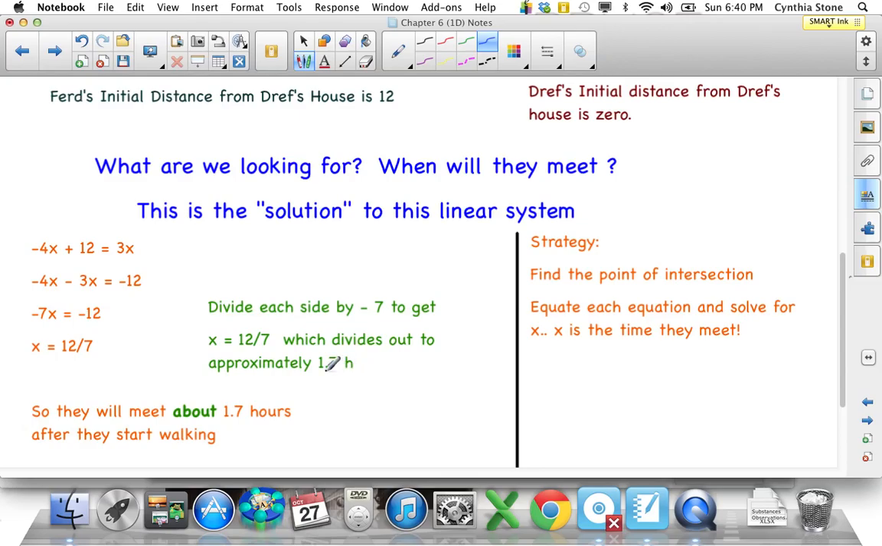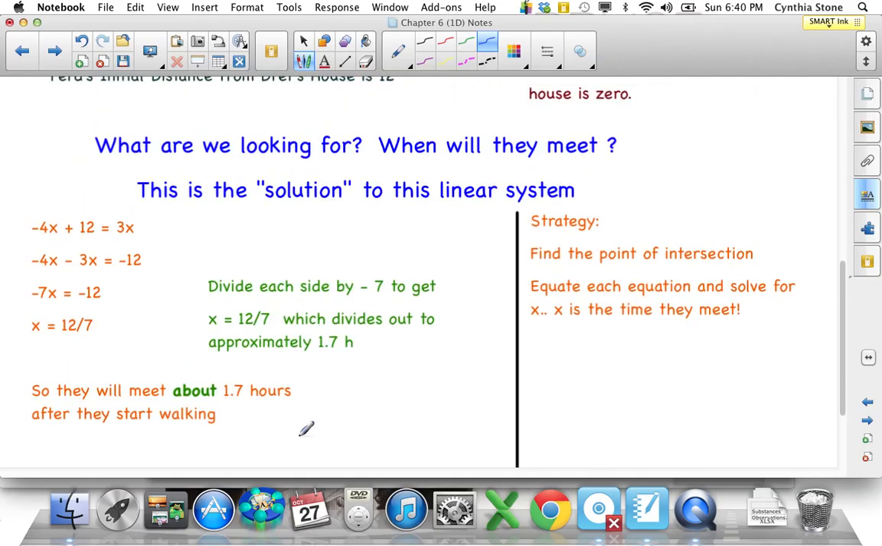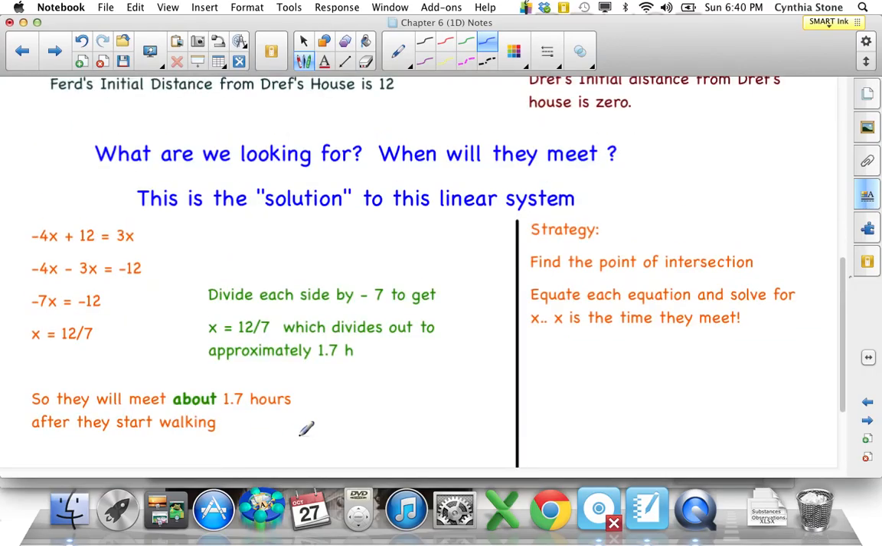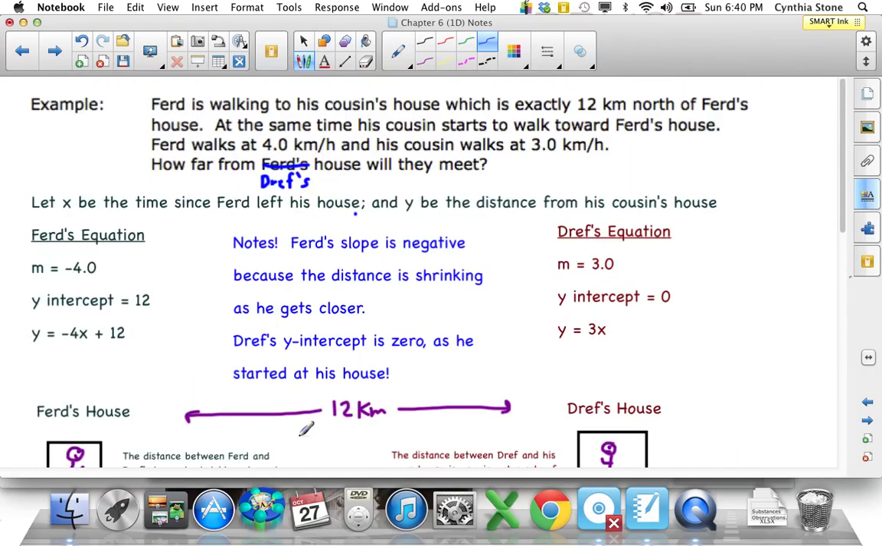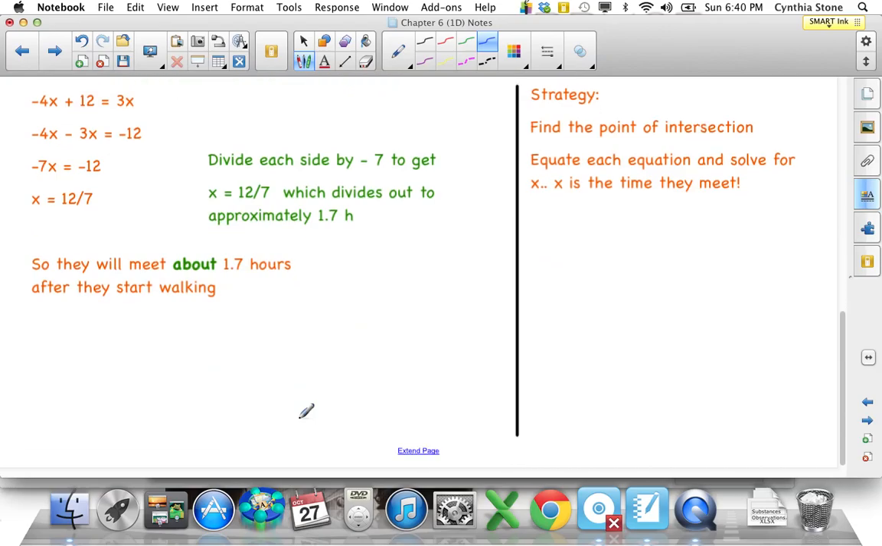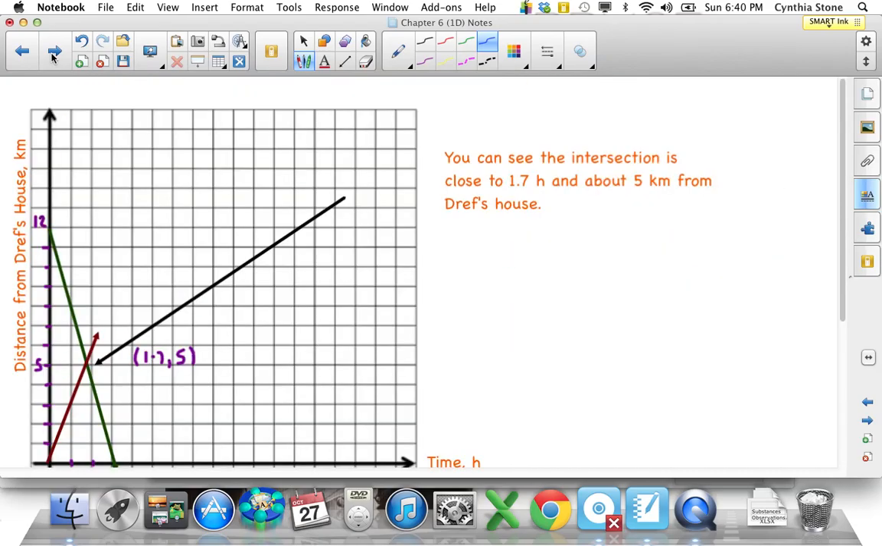So we think of time, we don't really think of time as 12 over 7. It's about 1.7, or between 1 and 2 hours. So that's when they'll meet. That's a tough question, and certainly you'll see some questions like this in your homework, and if you need some help, please ask me. But that's it for this note, and that's really it for this chapter.